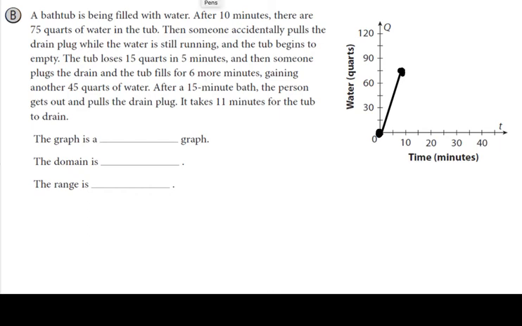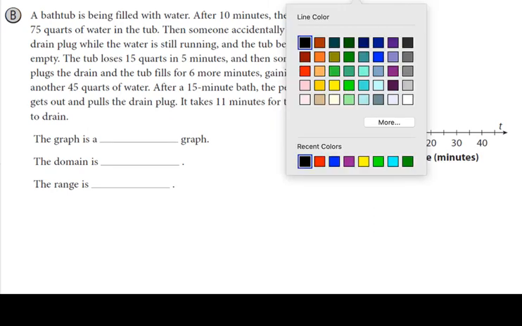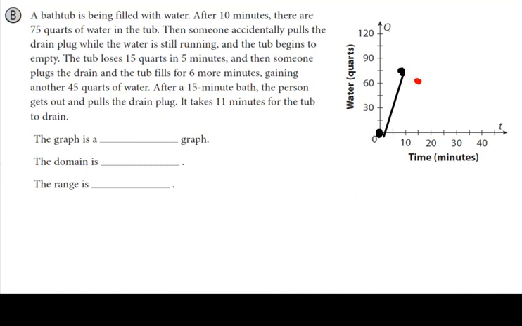Then someone accidentally pulls the drain plug while the water is still running and the tub begins to empty. The tub loses 15 quarts in 5 minutes. So 5 minutes after 10 minutes would be 15 minutes, and we lose 15 quarts, which brings us down to 60. Whoops, I'm struggling here. There's the line. We'll just make the line in black. There we go.